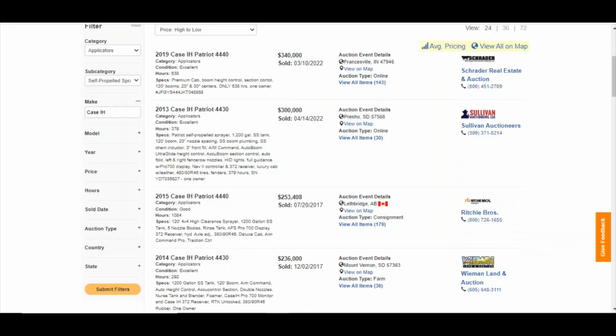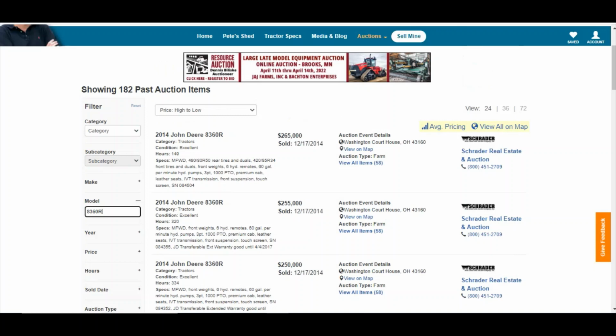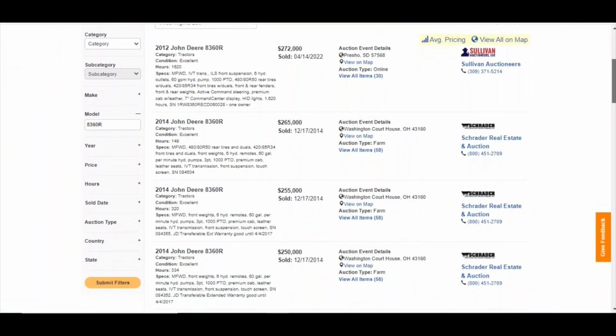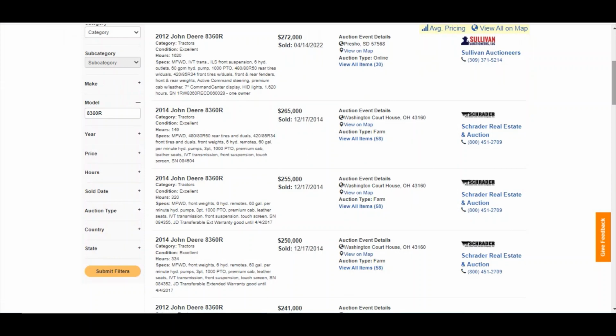Now, if we go get the details back to machinerypete.com, where we've pumped in all these auction prices already from the auction today. And again, you can sort by highest price first, and you can see we've seen almost 200 8360Rs sold over the years. $272,000 today on the 12 model with 1,620 hours on it, IVT transmission, ILS suspension. Again, a record high auction price, $7,000 over the previous record of $265,000. And note, that previous record was December 17th of 2014.